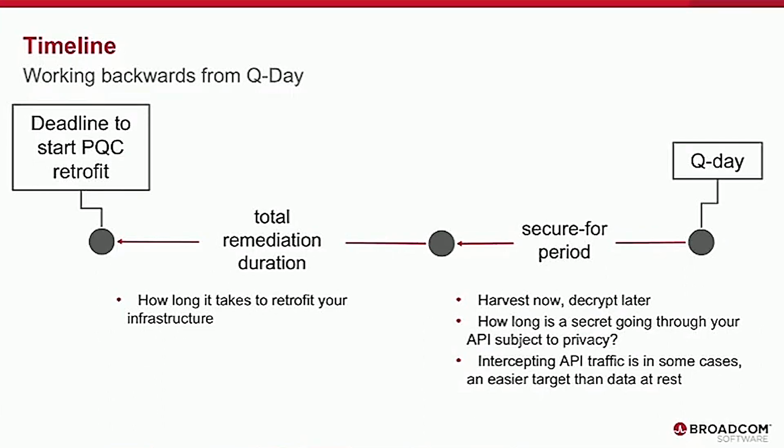It could also be, like the time to live of a token, although that tends to be really, really short in comparison. If you add to this how long it's going to take to actually retrofit this stuff into your application, you add this together, and that's when your deadline to start your project should be. And you should be able to quantify both sides of this.